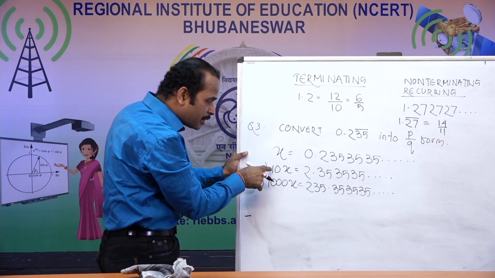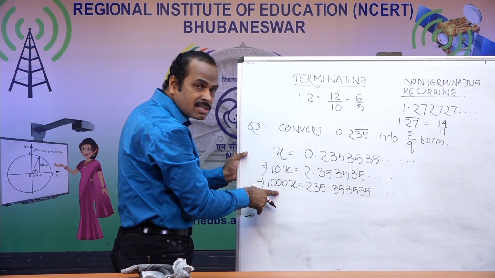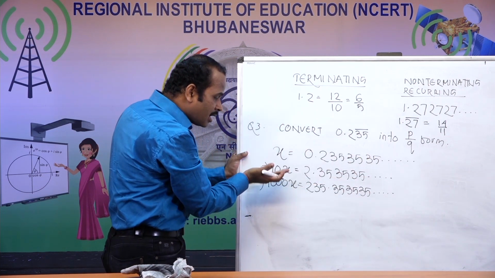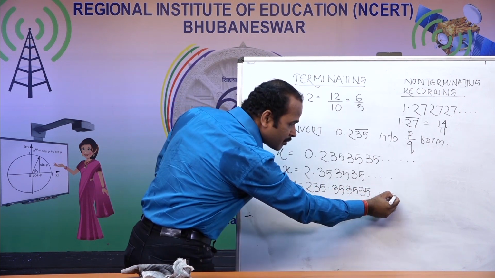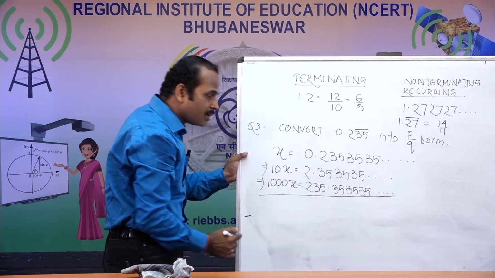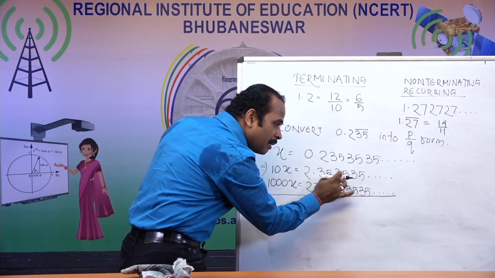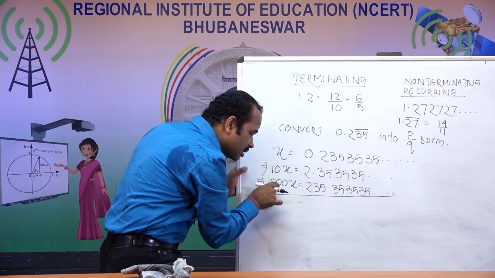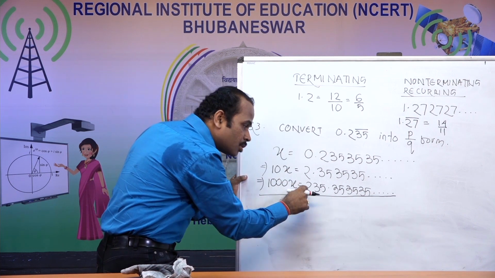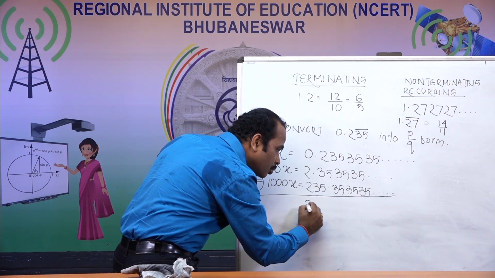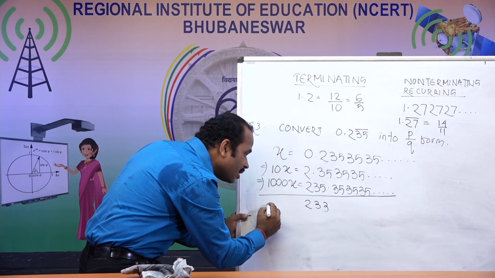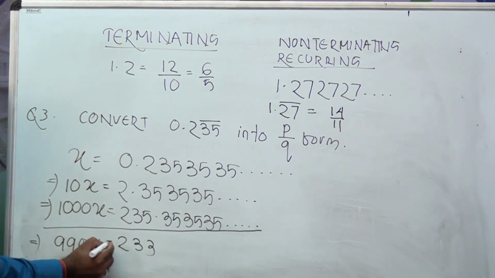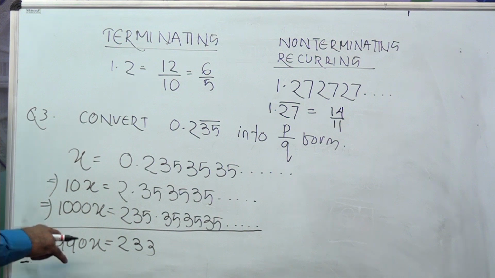Then I observe that between this 10x and this 1000x, the portions after the decimal are the same. So if I subtract 10x from 1000x, the portions after the decimal will cancel. If we subtract this 0.353535, they will be cancelled. So the remaining is only the difference of the integral numbers. That is 1000x minus 10x, so 235 minus 2 becomes 233, and this will be 990x. Now I find 990x equal to 233.